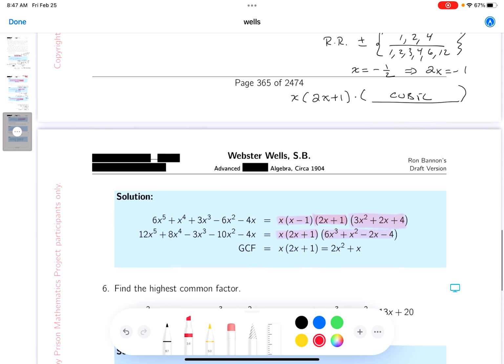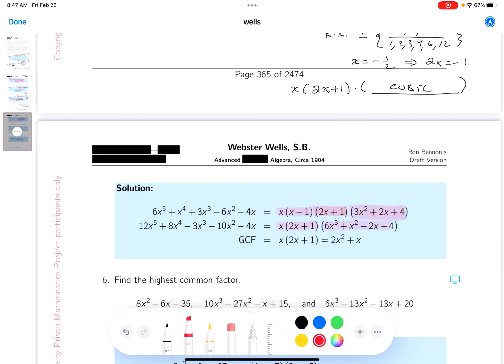But I hope you start to realize that you're seeing something they have in common at this point. And what do you see in common? You're seeing the x and the 2x plus 1. So what's the GCF? x times 2x plus 1. If you want to multiply it out, you can. Doesn't make it any better, by the way.